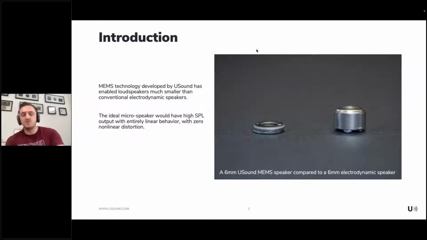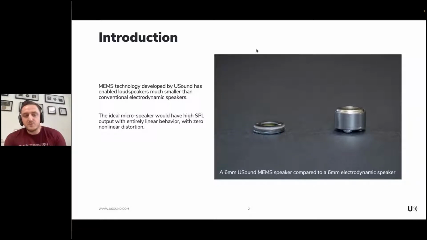However, the problems with miniaturization occur just as much with MEMS speakers as they do with electrodynamic speakers, namely the nonlinearities of the movement are a factor that cannot be completely ignored. Of course, the ideal microspeaker would have high SPL output with entirely linear behavior and zero nonlinear distortion. But as we all know, this is a utopian dream that cannot easily come true.